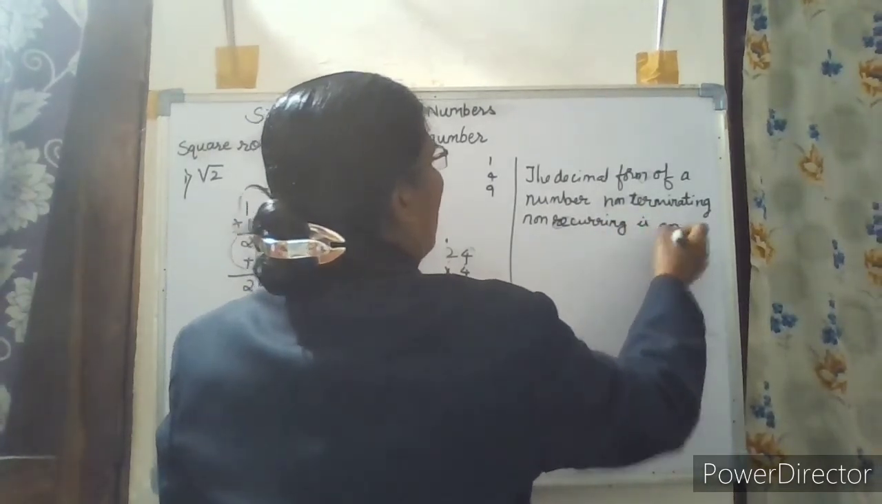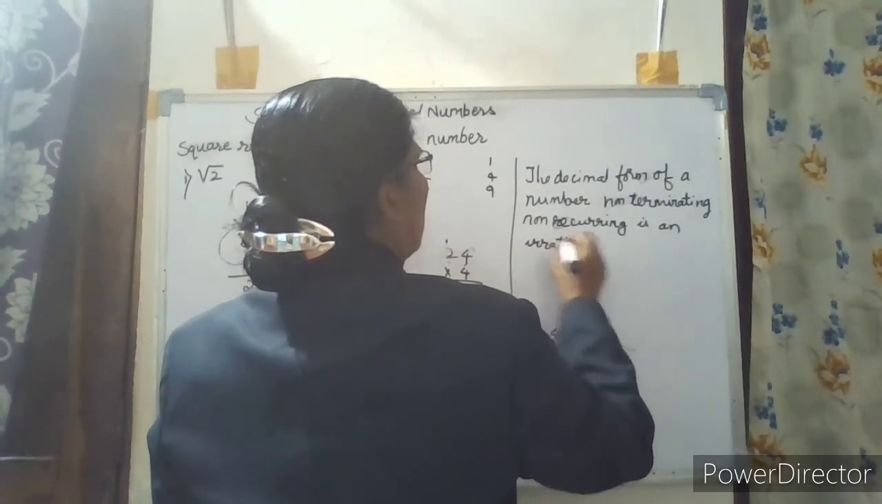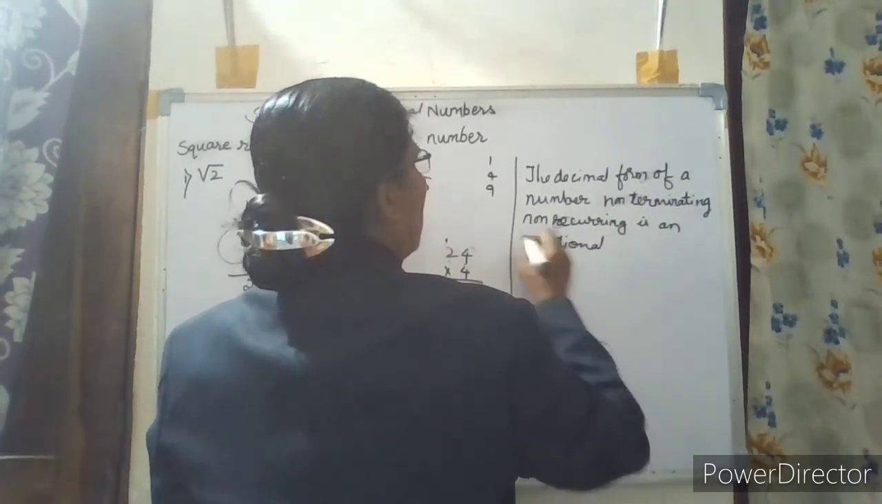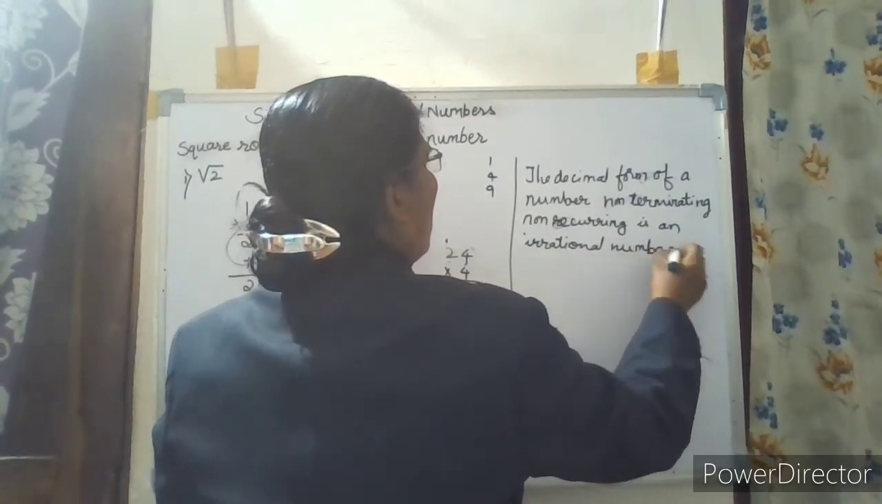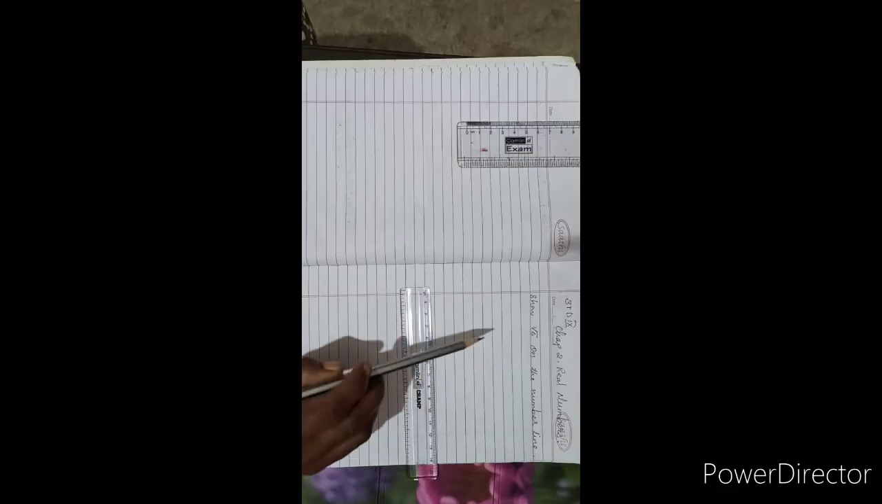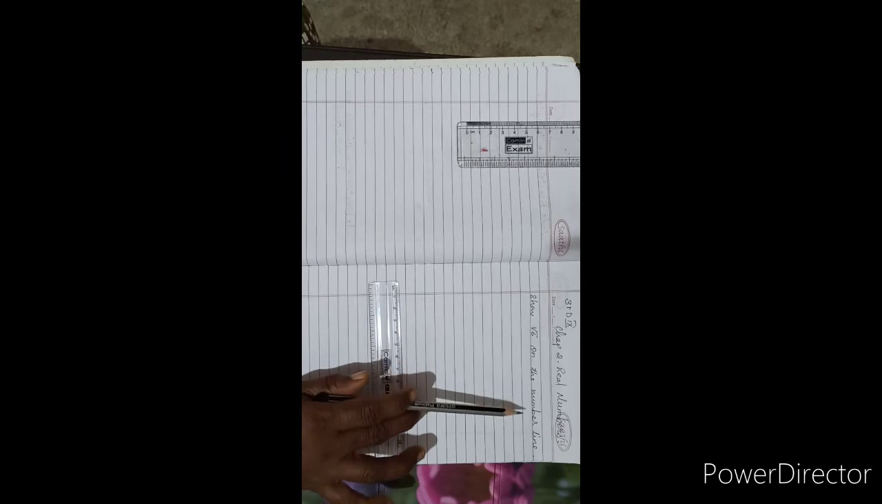is an irrational number. Now, irrational numbers on the number line. That day I showed you root 2 or root 3 on the number line.